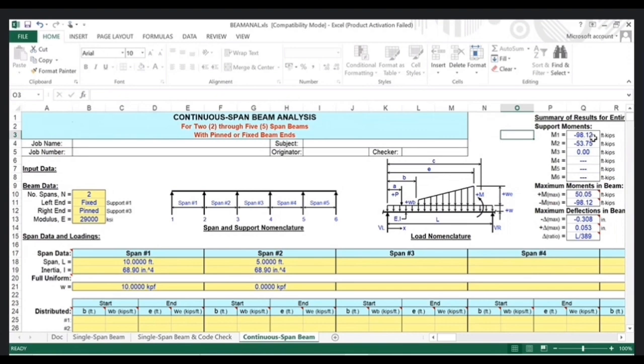At the second support is the middle hinge. On the continuous beam, at the middle support, the negative moment will come. Here the negative moment from this loading condition is minus 53.75. And at the third point, our support is the pin support. On the pin support, we already know that moment will be 0. So here you can see the 0 moment. The maximum moment in this beam is 50.05, and the maximum negative moment is 98.12.